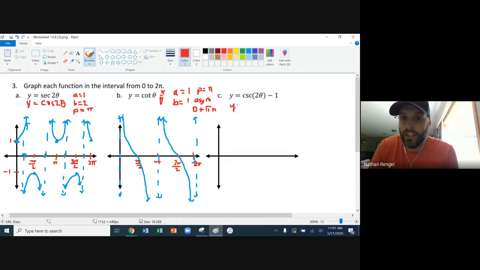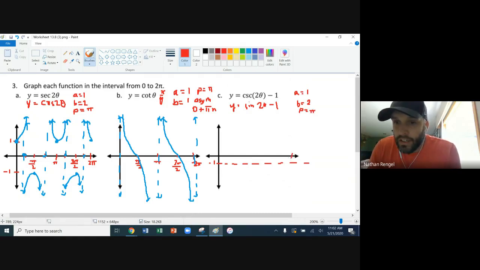Okay, and we'll finish up then with y equals cosecant 2 theta minus 1, which we're going to look at. This graph, y equals sine 2 theta minus 1. So we have that k value, which is going to bring us down 1. So here's going to be the x-axis we're going to kind of use. So our x-axis shifts down. Other things about this, your a is going to equal 1. Your b is 2, which means your period is pi.